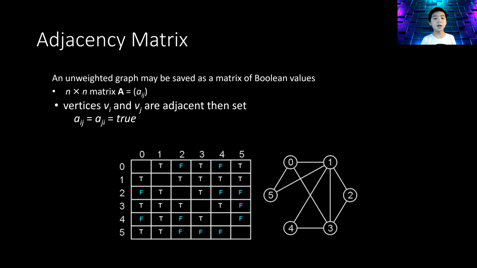Another way to implement a graph is with an adjacency matrix. If we only needed an unweighted graph, we could just have a matrix of Boolean values, as shown here. If we suppose n is how many vertices there are, we need to create an n by n matrix of Boolean values. Therefore, if vertex I and vertex j are adjacent, then we can set the matrix at I and j and the matrix at j and I to true. This means that the matrix will be symmetric.